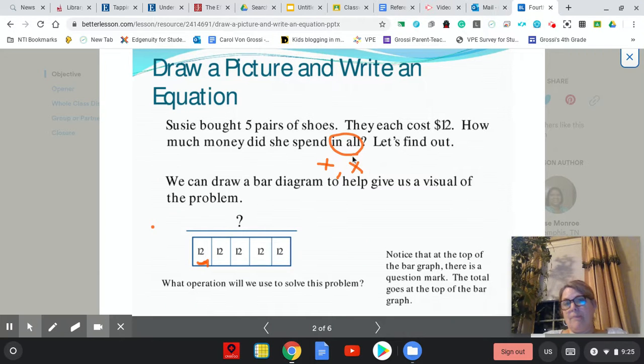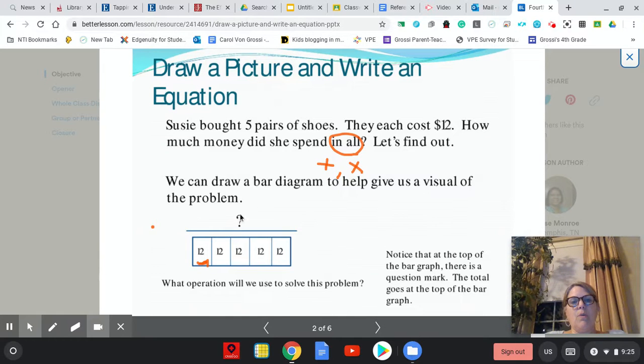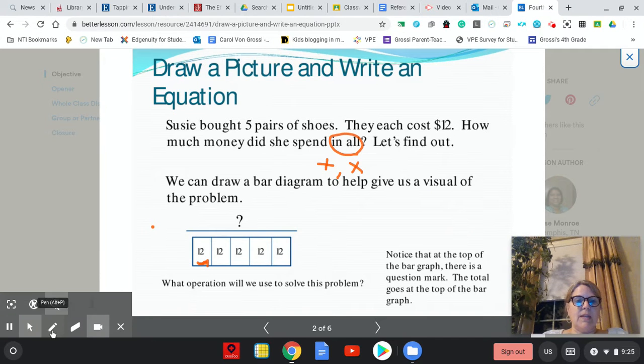Notice that at the top of the bar graph, there is a question mark. The total goes on the top of the bar graph. So when you're drawing a bar model, you put a question mark, or you can use a variable like a letter to represent the unknown. Right now, what we don't know is how much money she spent in all. So this total is going to go here. You can also put a variable like S maybe for shoes, or Y or X, whatever you want to use. You can use a variable until you finish solving the problem.